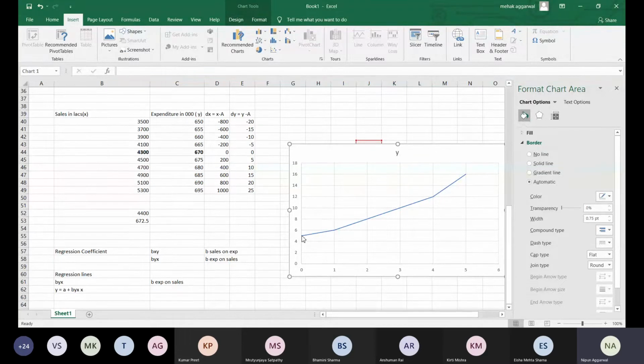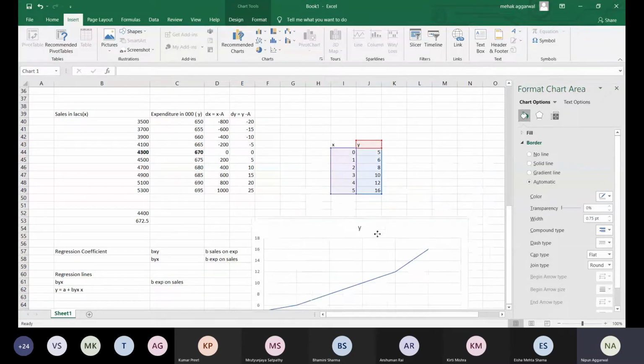And then the slope of this line will determine how the effect of one variable is on the other. The slope of this regression line will determine what will be the effect. If there is a higher slope, more slope, it means that if there is a 1 unit change in the independent variable, there may be 5 units change in my dependent variable.